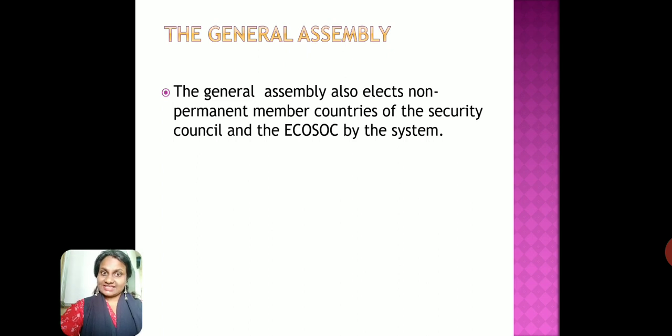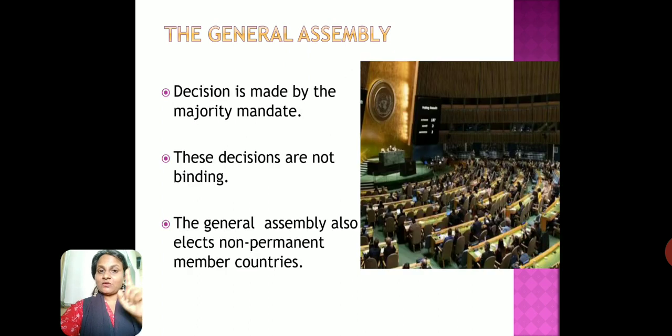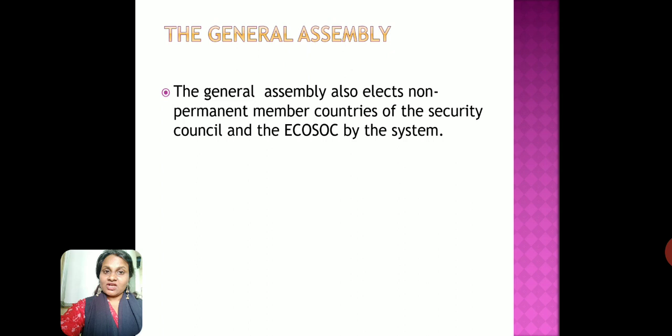We are going to learn about the Security Council and the ECOSOC, but what you need to remember right now is that the General Assembly votes on different issues for the benefit of the world, and here all the member countries of the United Nations can come and vote, and they can pass an issue. Similarly, they also elect the non-permanent member countries of the United Nations. So that is the way to include non-member countries. Apart from this, they also vote for non-member countries to become a part of the ECOSOC and the Security Council.